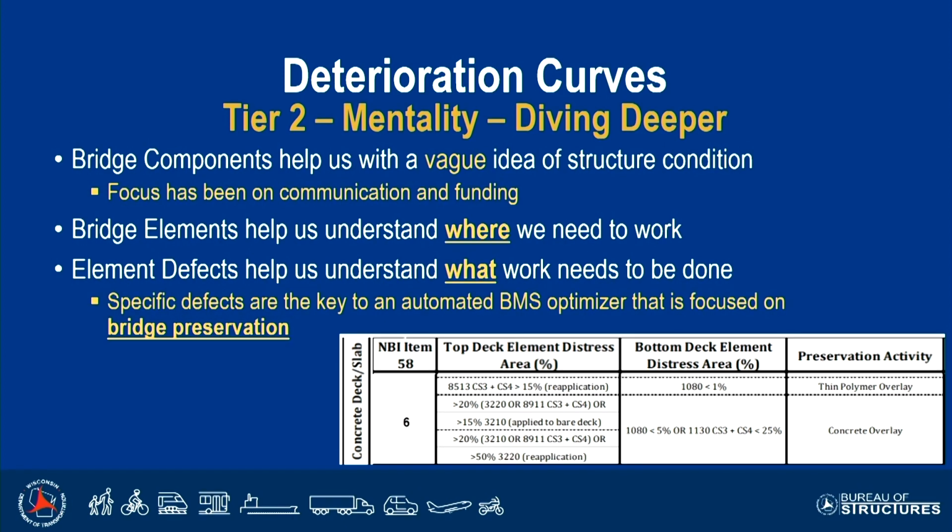And then element defects, which we also included in Tier 2, that really helps an automated bridge management system look at the data and know exactly what work needs to be done on that specific element. So I view this as a key part of an automated bridge management system that is focused on bridge preservation, because then it gets down to that level of detail that you want.